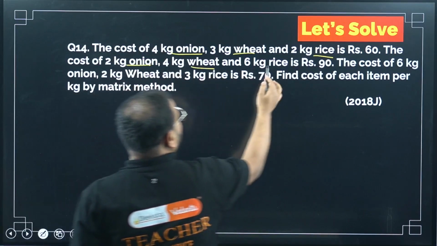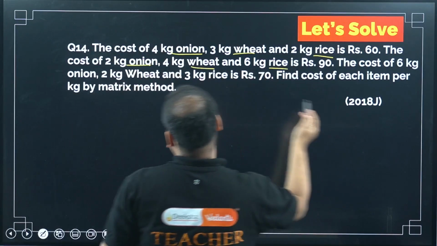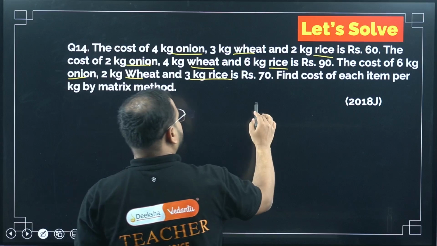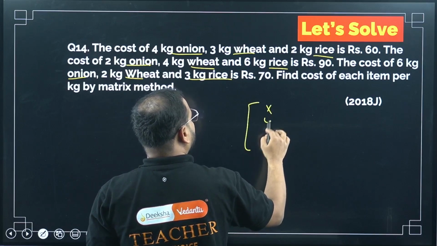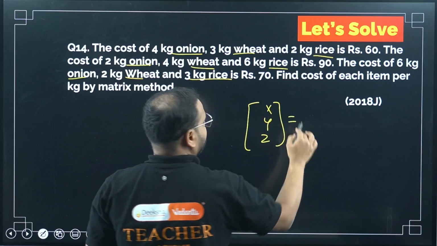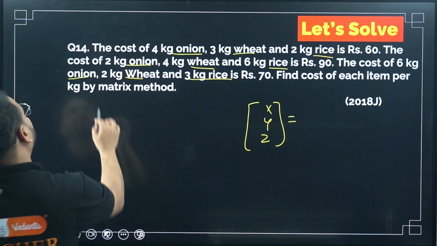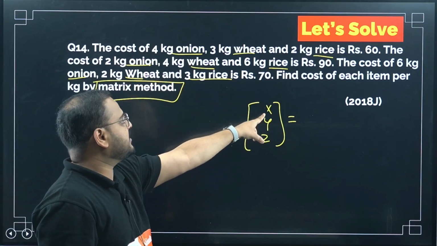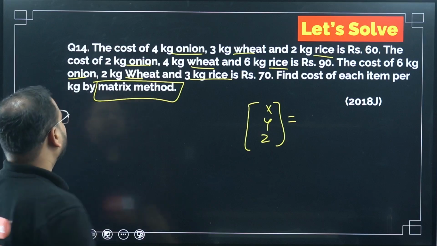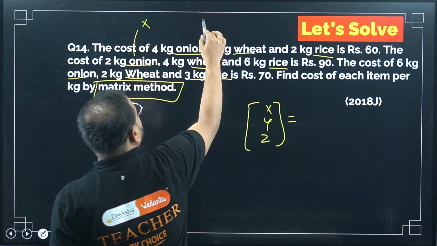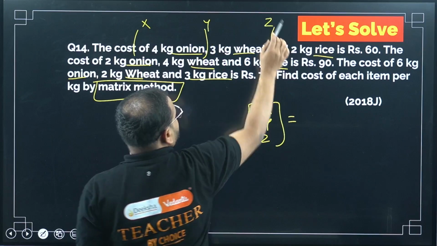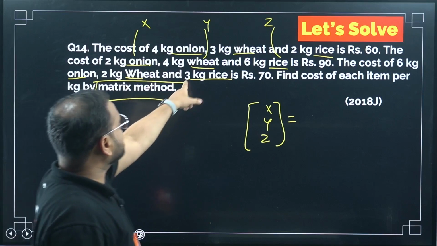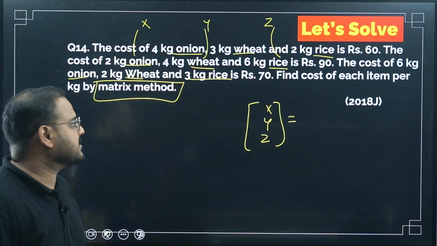Next also, again onion, wheat, rice. So the order is the same. Next one, again onion, wheat, rice. So let's take onion to be X, wheat to be Y and rice Z. Why am I doing that, sir? We have to use the matrix method to find the value of the variables. So this onion is X, this wheat is Y and this rice is Z. The cost of 1 kg of onion, 1 kg of wheat and 1 kg of rice is X, Y and Z respectively.